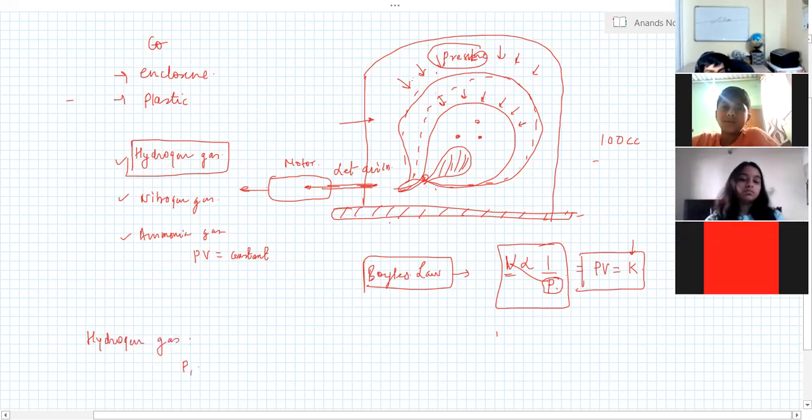At pressure P1, what is your volume? Multiply this P1 into V1. Then for the same hydrogen gas, at pressure P2, what is your volume? Multiply this P2, V2. Same thing for P3V3. What they found is P1V1 is equal to P2V2 is equal to P3V3 is equal to some constant K.